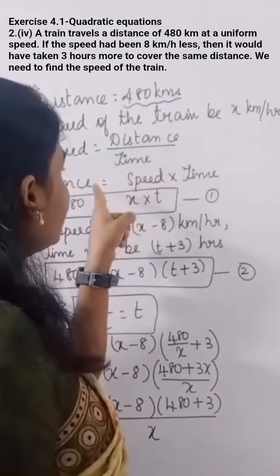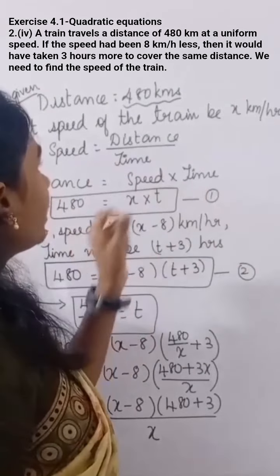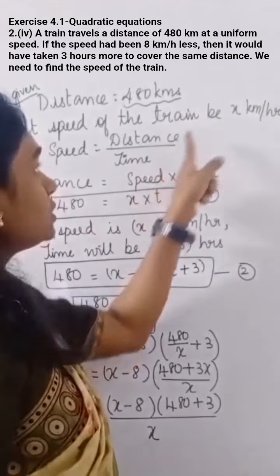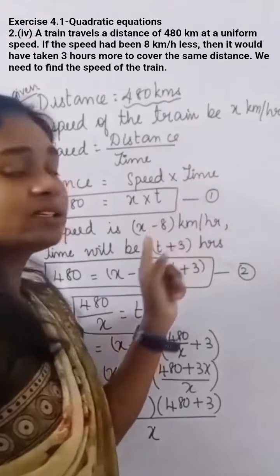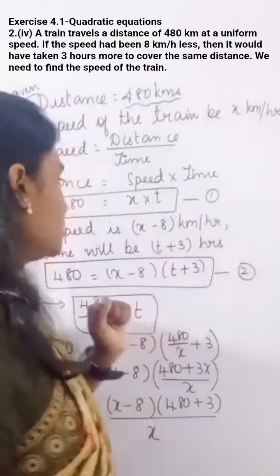Now from this, I can derive distance, isn't it? So distance will be speed into time. Therefore, I substitute the value of distance here. I have already taken speed to be x and time is t only. Mark it as the first equation.